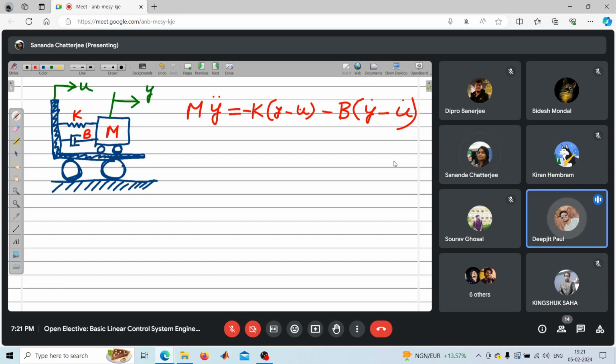Is u the displacement or the velocity here? Displacement. Okay, so u is the displacement provided to the platform, and we will record the displacement in this mass m, that is y. Is this clear to everybody?